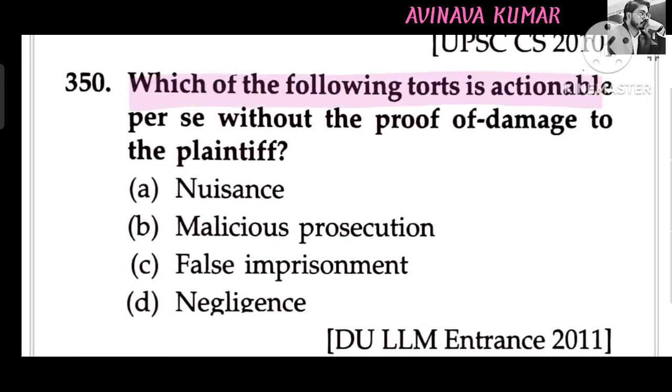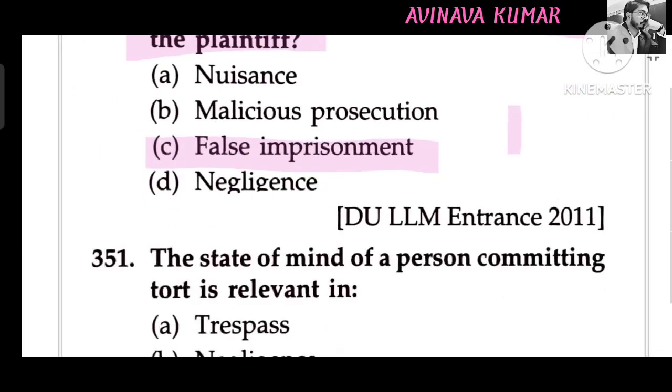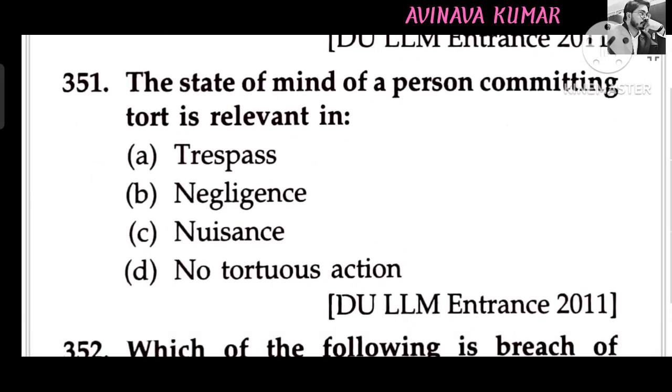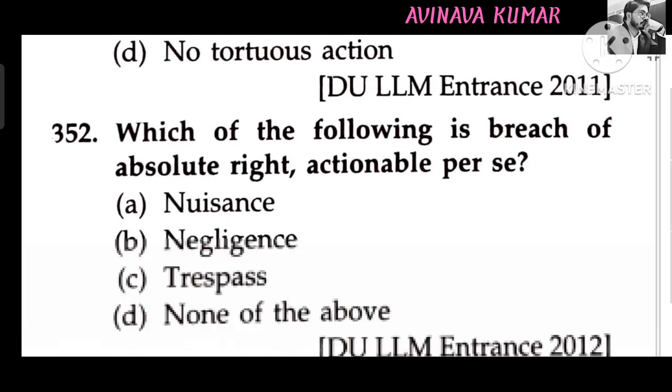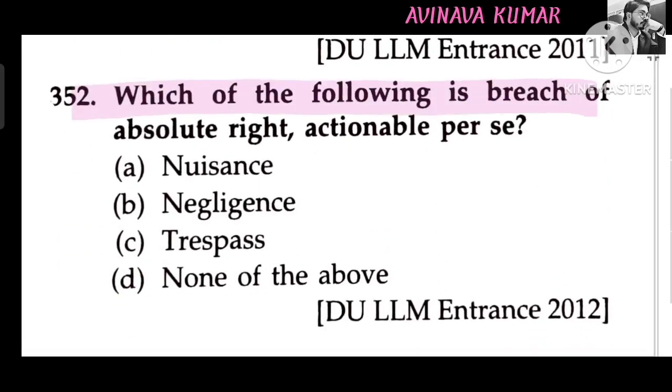Which one of the following torts is actionable per se without the proof of damage to the plaintiff? False imprisonment. The state of mind of a person committing the tort is relevant in trespass. Which one of the following is a breach of an absolute right actionable per se? Trespass.